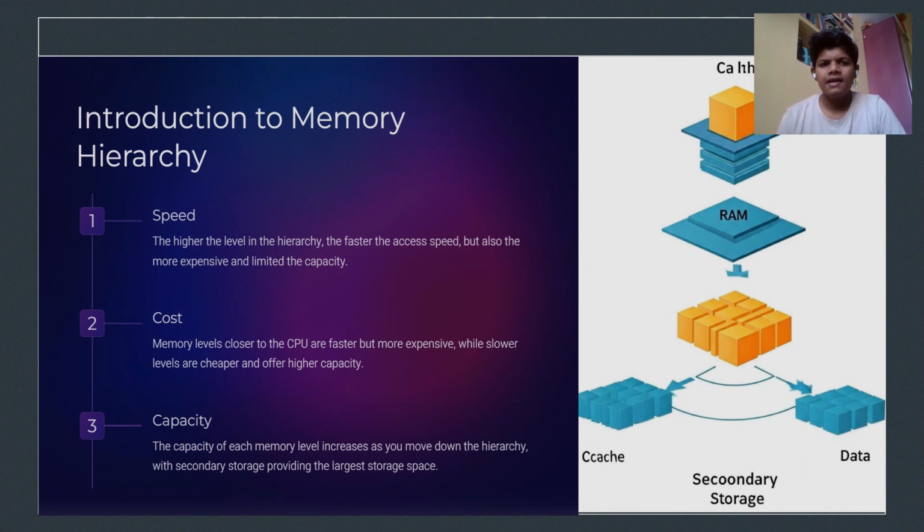Introduction to memory hierarchy. There are three factors that play a very important role in selecting a memory. First one, speed. The higher level in a hierarchy, the faster the access speed, but also more expensive and limited in capacity. Then second one, cost. Memory levels closer to the CPU are faster, but more expensive, while slower levels are cheaper and offer a high capacity. Then third one, storage capacity. The capacity of each memory level increases as you move down the hierarchy, with the secondary storage providing the largest storage space.